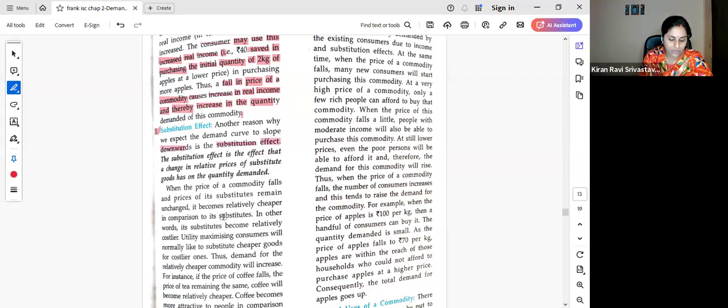Now, what is the substitution effect? The substitution effect is the effect that a change in the relative prices of substitute goods has on the quantity demanded.